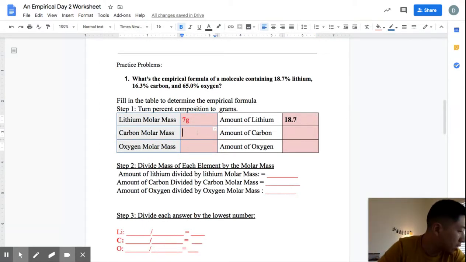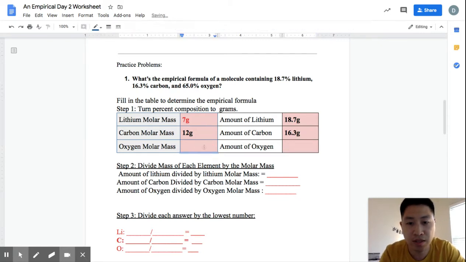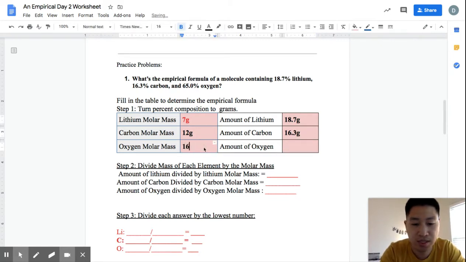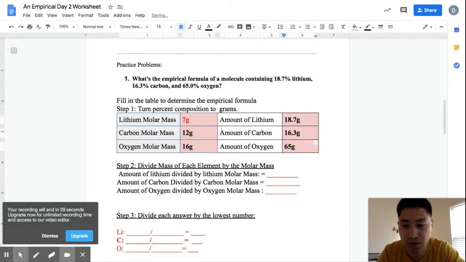Carbon's molar mass is 12 grams. And this one's also grams. This one right here, amount of carbon is 16.3 grams. Molar mass of oxygen is 16 grams. Remember, these are all coming from the periodic table, the mass number. Remember, the number on the bottom of the element. The amount of oxygen was 65%, so you put 65 grams.